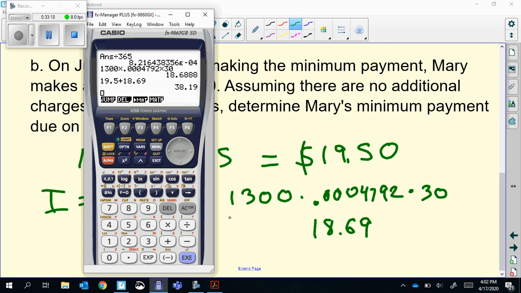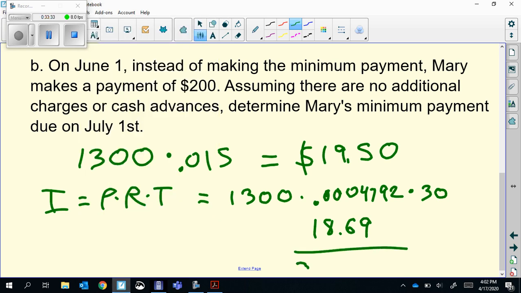Now, no matter what, you're paying the $18.69. Hopefully, you're going to pay more than the $19.50 towards the principal. That's the minimum principal, though. That's what this is saying is minimum payment. It's $38.19. And again, I told you in that last example, they're always going to round that up. So it's actually going to be a $39 minimum payment.